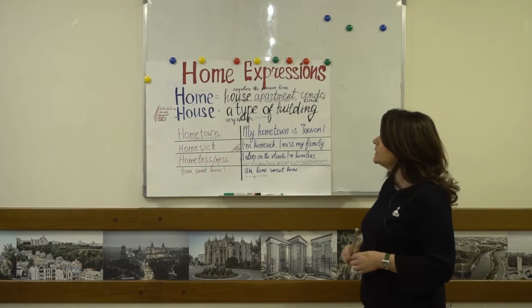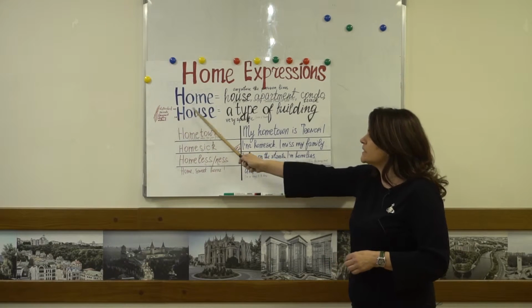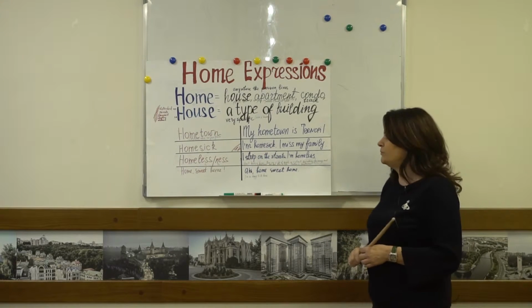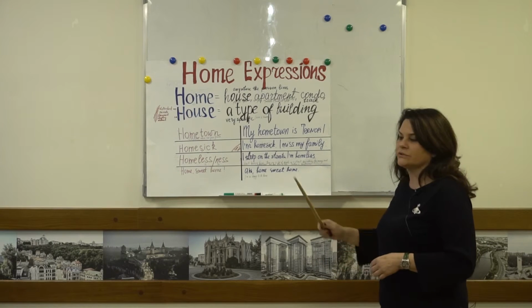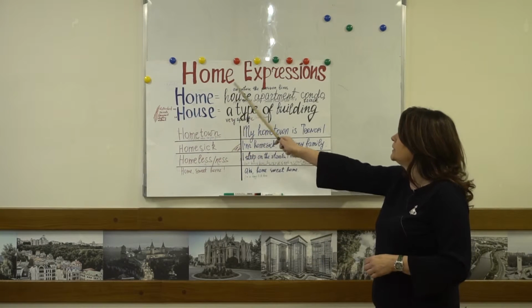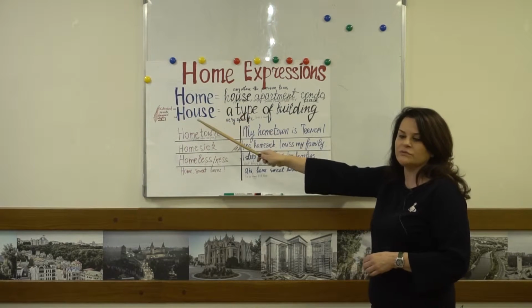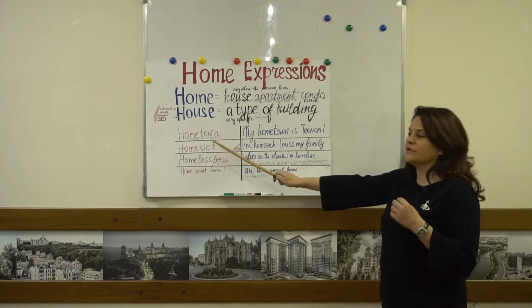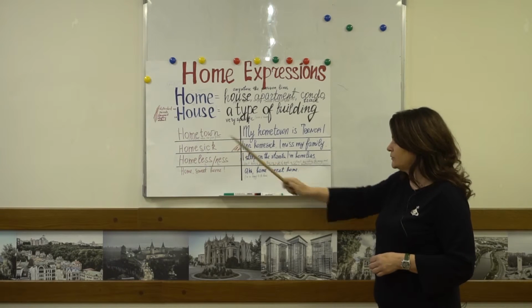We can speak about private houses, terraced houses, duplex houses, and weekend houses, for example. It is a type of building. So now let's get started with the expressions which have home and house in them. The first expression, very interesting and very useful to you, is hometown.